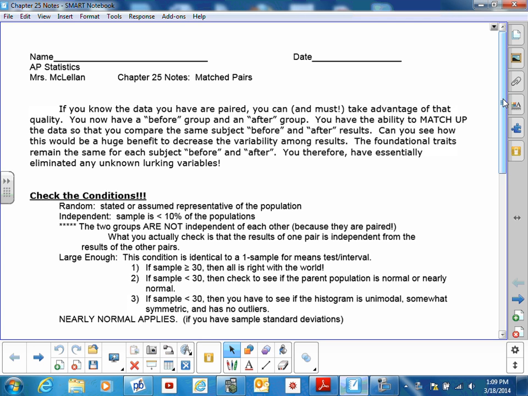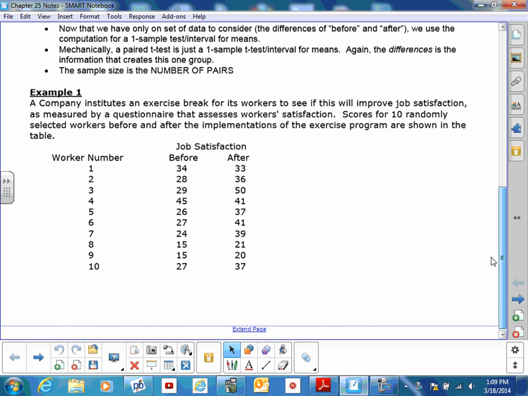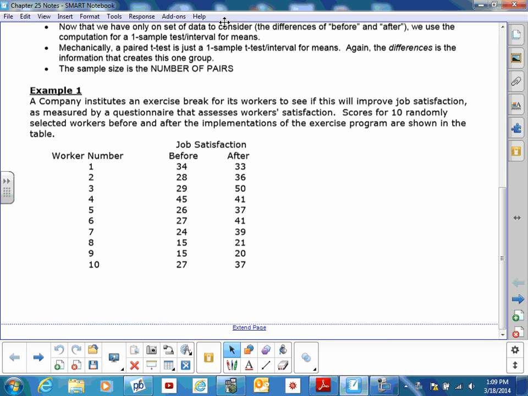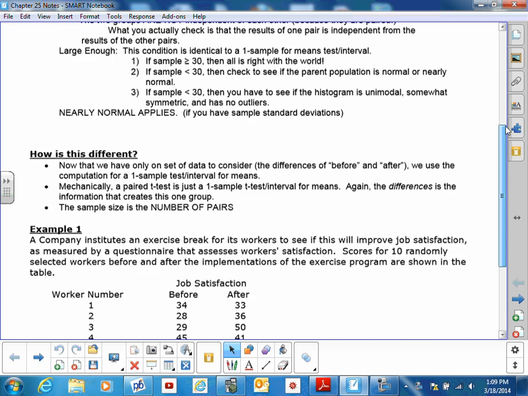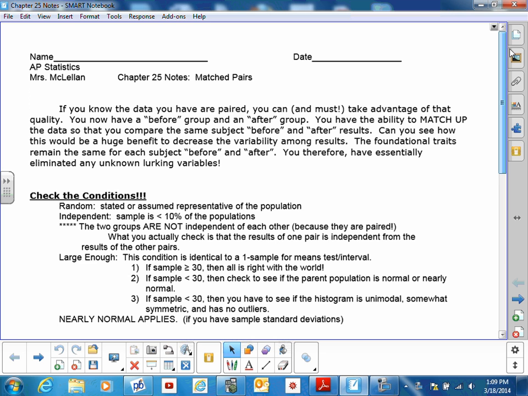Okay, I think that this will be more easily understood and comprehensible if I actually give you a real problem to think about first as we talk about the characteristics of this. So let's go to the bottom of your notes that has this problem. And this is the bottom of your chapter 25 notes.